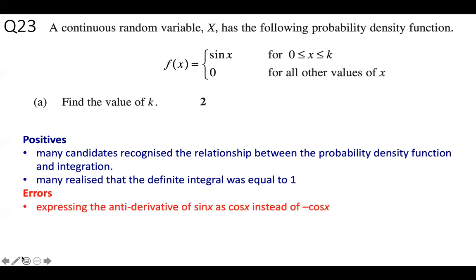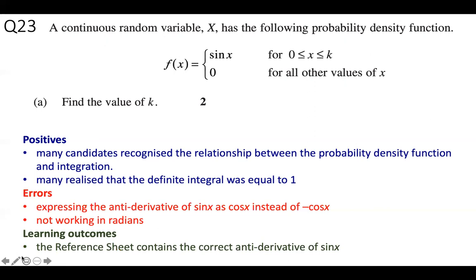Some of the errors were that when they integrated sin x, some students wrote cos x instead of minus cos x. So that was a mistake that was reasonably frequent. And another common mistake with this one was that students didn't work in radians. They were working in degrees, which ultimately led to errors.